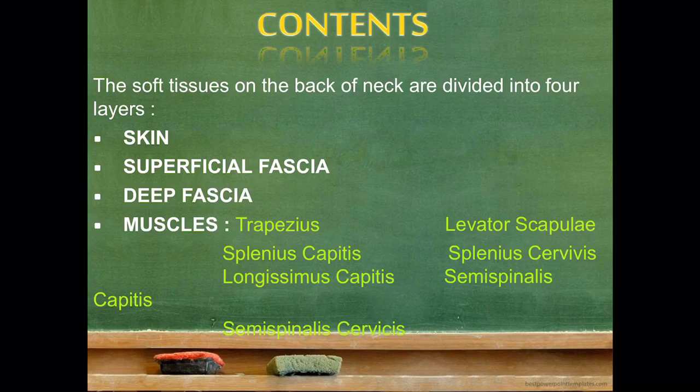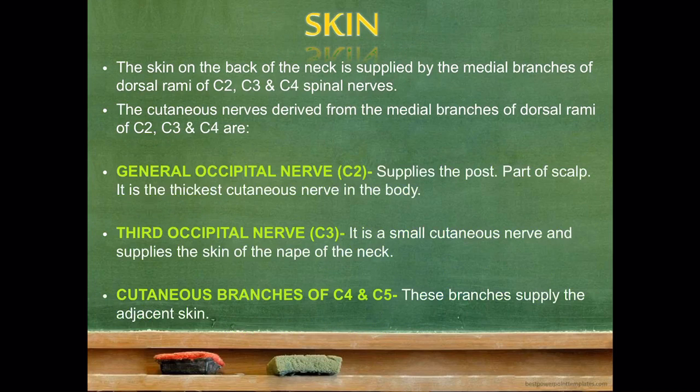The contents we are going to see on the back of the neck are divided into four layers: skin, superficial fascia, deep fascia, and the muscles. The muscles included in these regions are the trapezius, splenius capitis, longissimus capitis, levator scapulae, splenius cervicis, semispinalis capitis, and semispinalis cervicis.